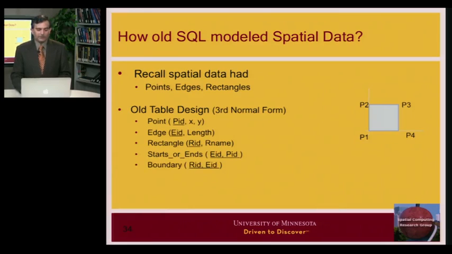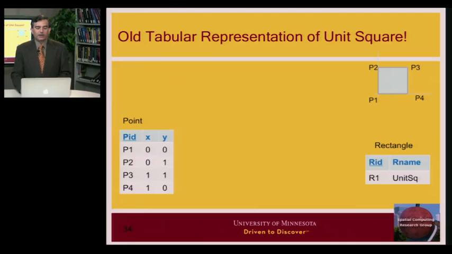Okay. And then finally, to connect edges to rectangle, you need a boundary table. So this simple geometric object, rectangle, which all of us may think of as a single unit conceptually, in a relational database may get broken into 5 tables. In addition, each table may have multiple rows.